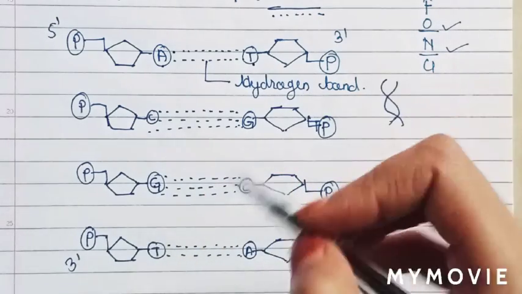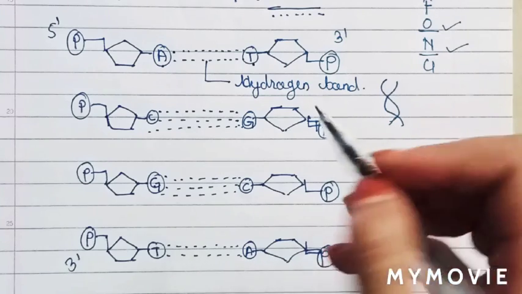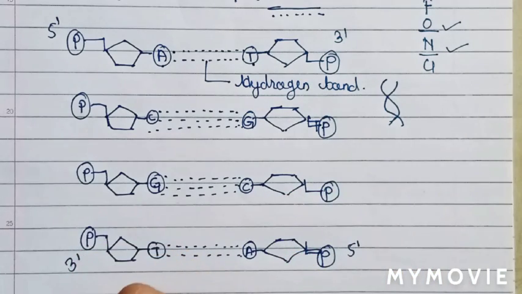Now, in the next video, we are going to see the types of DNA, or the model of Watson and Crick. It is a B type of DNA. We are going to see the 3 types of DNA: A type of DNA, B type of DNA and Z type of DNA.